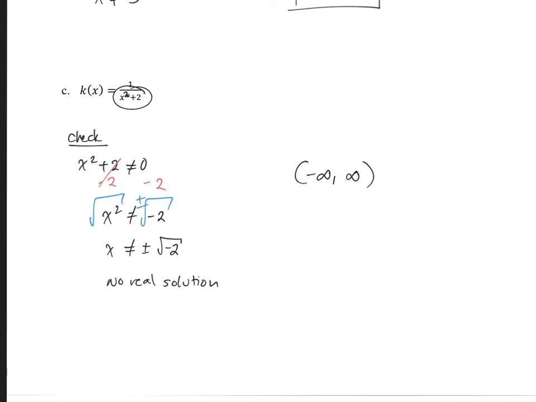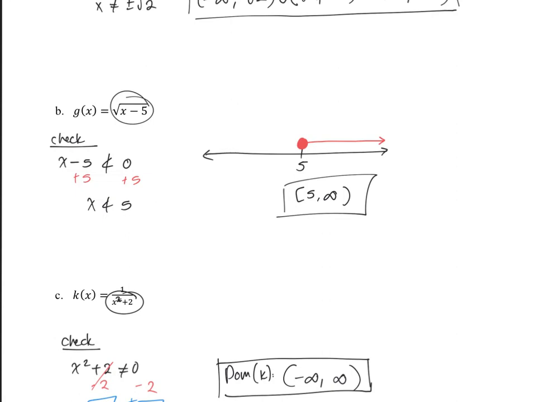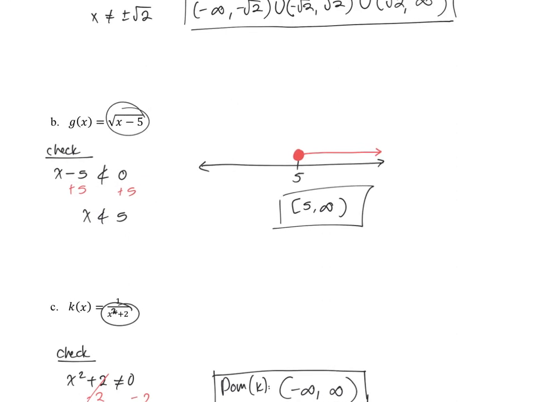Oh, and I forgot, we're supposed to write dom for domain. Sorry, let me get my pen back out. Domain of K is all real numbers. Now let me go back and make sure to label this. This is going to be domain of, and we had function G, so dom of G. That's an ugly box.